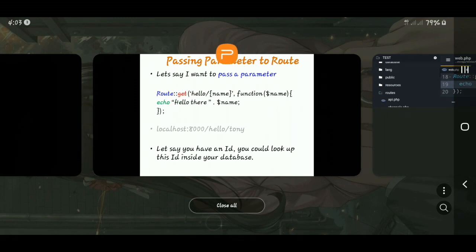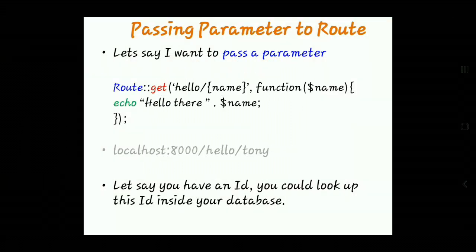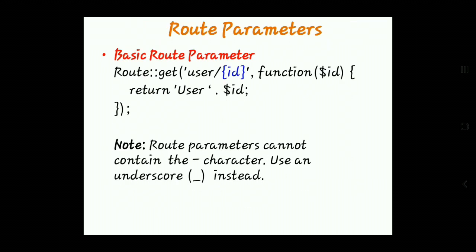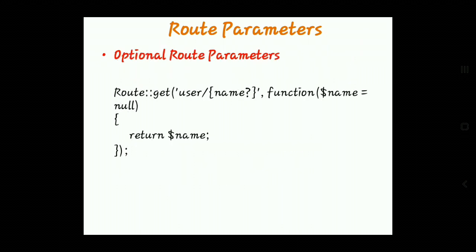Let's go back. Let's say we have an ID, so we could look up this ID inside our database. It's the same, just change the ID. The return is the user and ID. Note, route parameters cannot contain the minus character. Use an underscore instead.